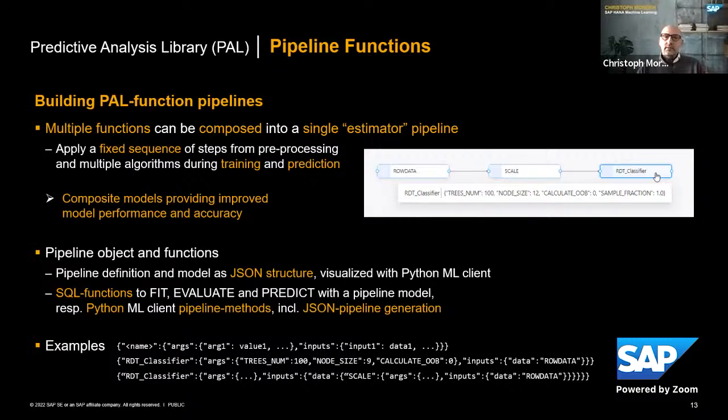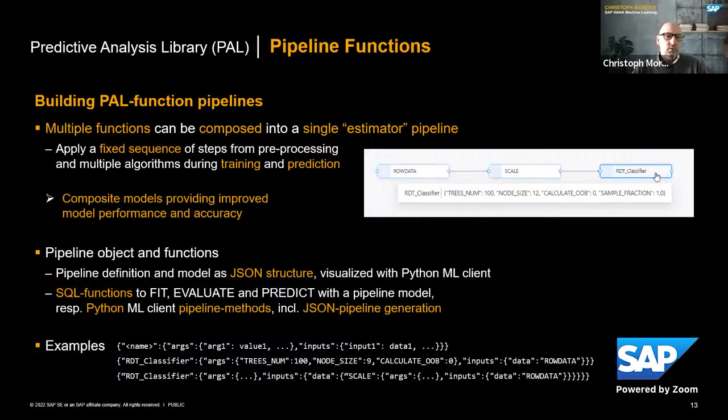The pipeline itself is defined as a JSON structure, and we have SQL, Python, and R methods which we can use on top of our JSON pipeline, or even to create the respective pipeline model or pipeline functions. Here at the bottom, you see some examples. The first one is an extract example of that JSON structure: name, and then we have the arguments, and the last argument is the input data basically.